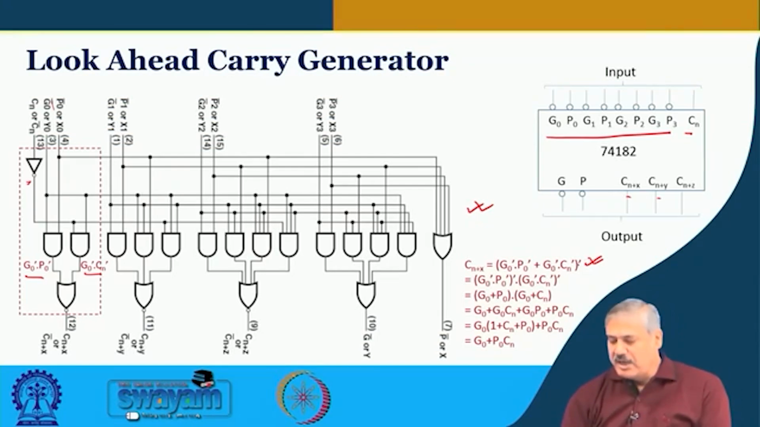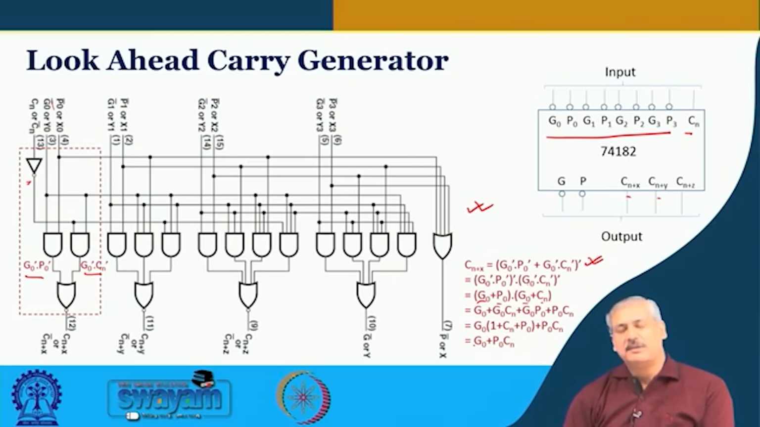Then you apply De Morgan's theorem. So, G0 bar P0 bar, the whole bar, ANDed with the other term, because this OR sign becomes the AND term, and each of these terms is complemented. Then you again perform De Morgan's theorem. So, this becomes G0 complement of complement, that is G0, and P0 complement of complement, that is P0. Similarly, this is G0 and this is Cn. You can follow it.